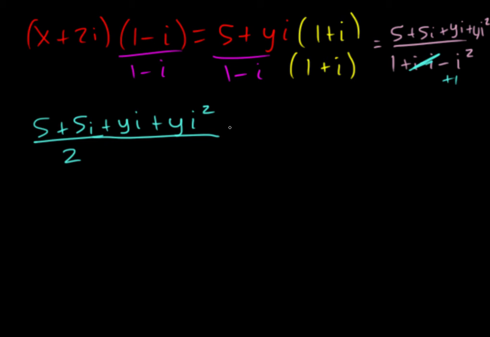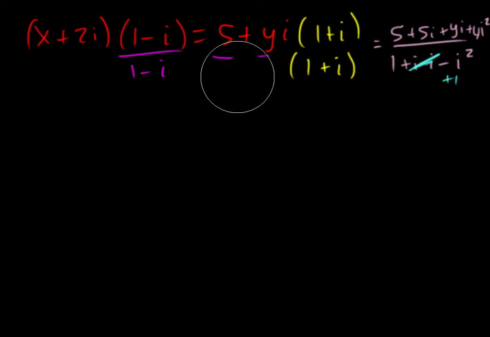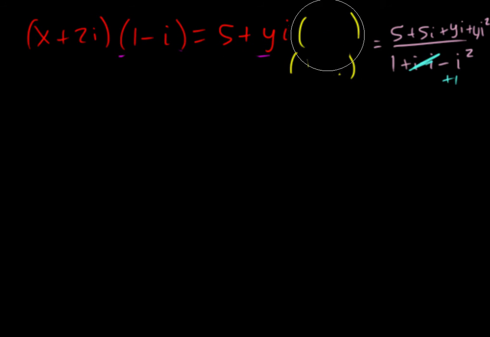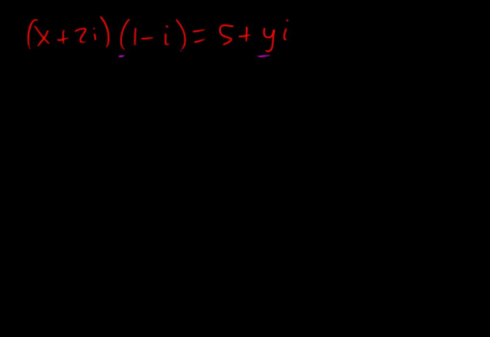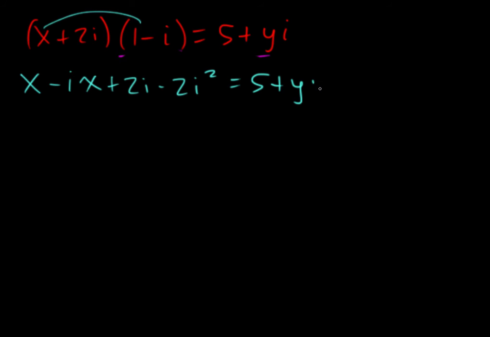So I'm actually going to take a step back because I think there's an easier way. We may be able to do this with a quadratic formula, but I'm worried that it's going to get even messier. So I'm going to go back to just what I had with the red, and I'm going to multiply that out first. So I'm going to get x minus ix plus 2i minus 2i squared equals 5 plus yi.